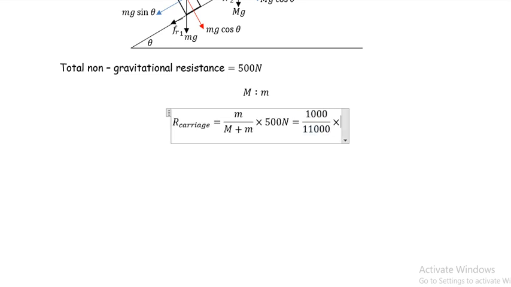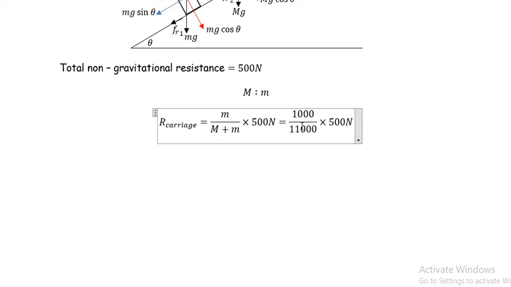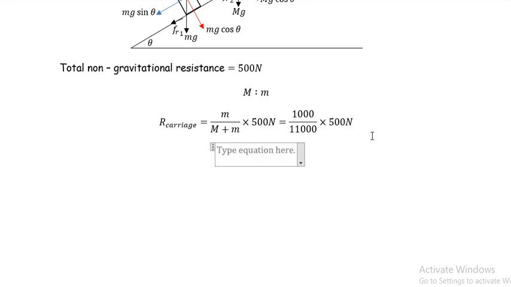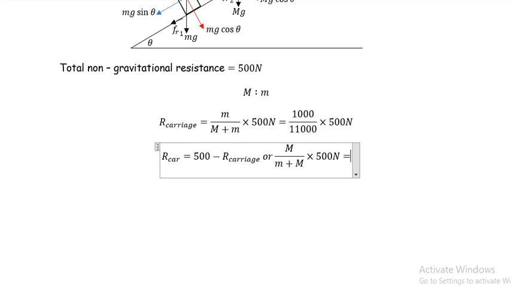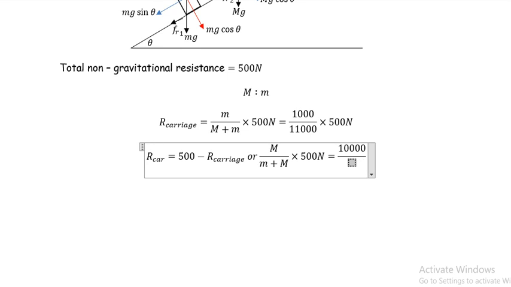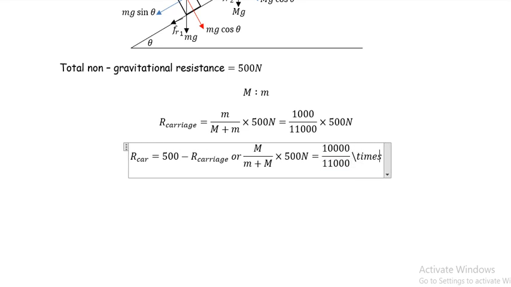Then we multiply it by 5,000 newtons. We are going to get the resistance of the carriage. Now to find the resistance of the car, we just have to take the total resistance minus the resistance of the carriage, or you actually take the mass of the car divided by the sum of the ratios times 500. If you do any of them, you're going to have the same answer. In other words, we are saying that you take 10,000 divided by 11,000 times 500 newtons. You're going to have your answer.